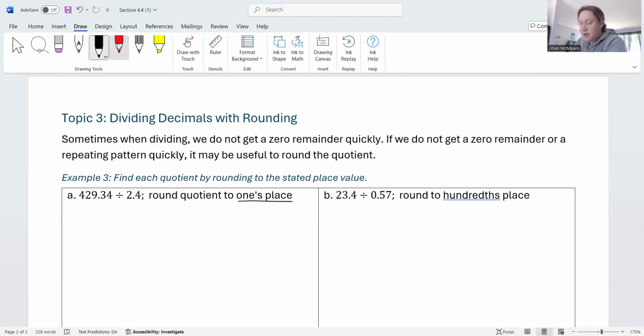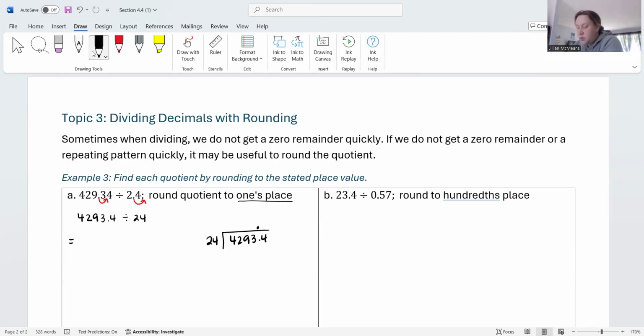First thing I notice is my divisor, 2.4, is not an integer. So I need to move my decimal in 2.4 one place to the right, which tells me I need to move my decimal in the dividend one place to the right. So the actual problem I'm going to be solving is 4,293.4 divided by 24. And since these are both positive, I know my final answer is going to be positive. Let's set up for long division: 4,293.4 divided by 24. Just remember to pull your decimal up into your answer.